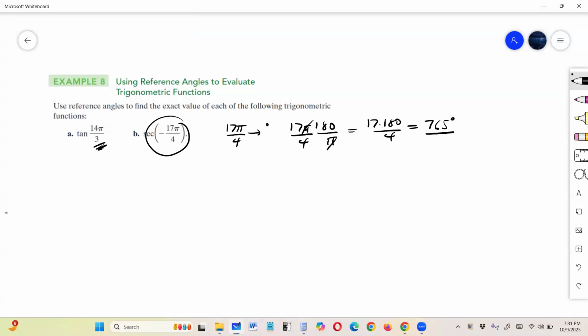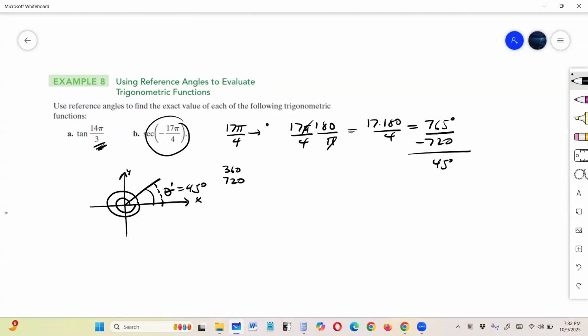Perfect. Now, obviously, I am going around multiple times. Once is 360, second time is 720, right? And now I have minus 720, I have 45 degrees. So I am right here. This is my reference angle, 45 degrees. Okay, it's in the first quadrant.